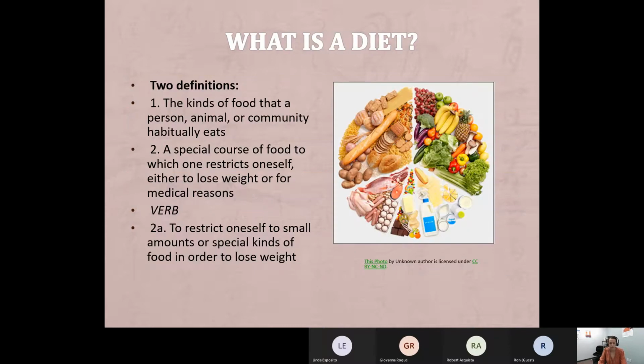So, what is a diet? There are two definitions of a diet. The first is the kinds of food that a person, animal, or a community habitually eats. The second definition is a special course of food to which one restricts oneself, either to lose weight or for medical reasons. So that's the most common one that we think of when we hear diet. And 2A, basically another version of this, is to restrict oneself to small amounts or special kinds of food in order to lose weight. So we're going to be going through these different definitions and how they apply.